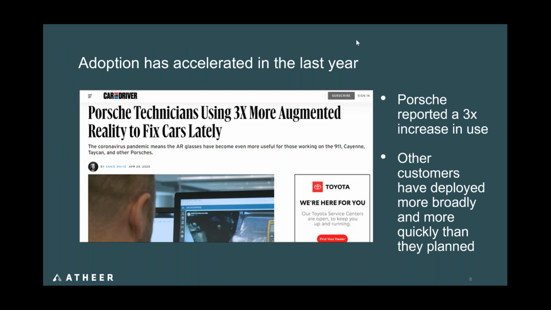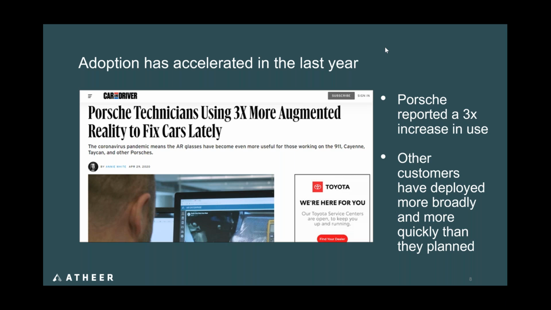Yep, and since the onset of COVID, we have seen significant acceleration. So some of you may have seen the stories in the press about our work with Porsche Cars North America and the fact that they did triple their usage of their AR implementation in the first few months of the pandemic, as they were looking for better ways to empower them to better serve their customers.